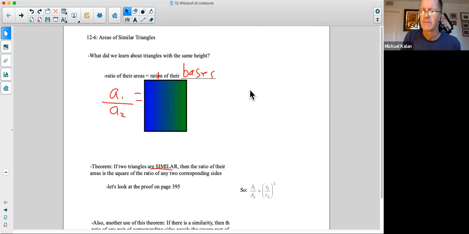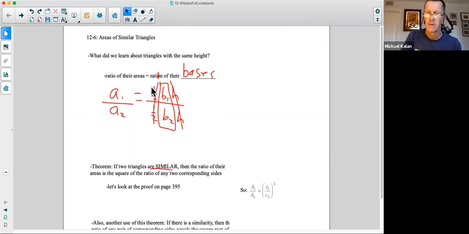Their bases, right? Okay. So in other words, the area of one triangle over the area of a second triangle equals 1/2 b1 over h over 1/2 b2 over h. Cancel off the 1/2s, cancel off the h's, right? Because they have the same height. And that leaves the ratio of their bases.